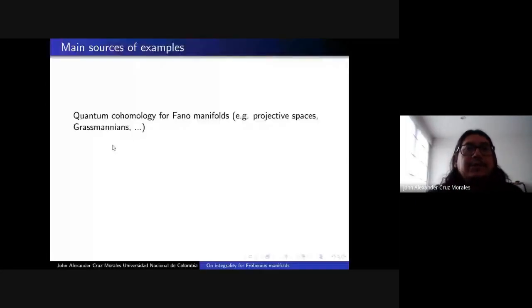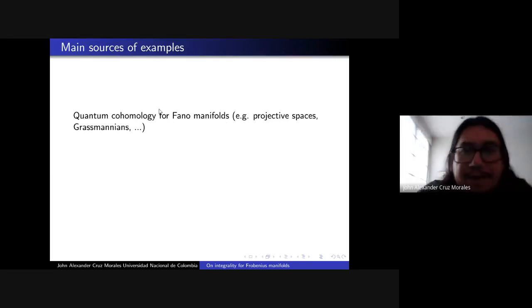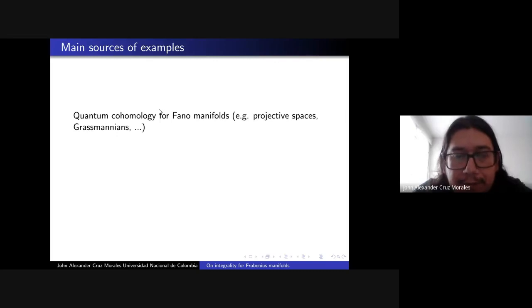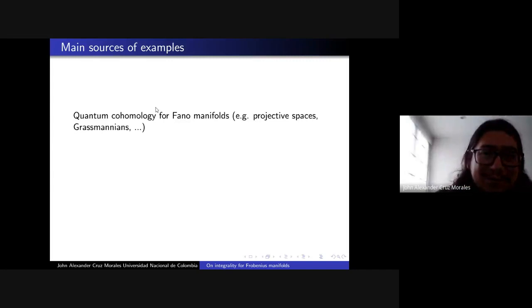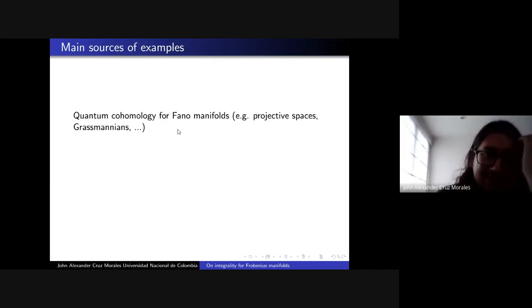For the goal of today, there are three main sources of examples. One comes from quantum cohomology of, for example, projective spaces or Grassmannians. Essentially, quantum cohomology is a deformation of the usual cohomology of the manifold. The name is a little misleading, in the sense that this is not really quantum, and it's not cohomology in the strict sense because it's not functorial, for example. The ring you get is a commutative ring. But for some reason it was named quantum cohomology. It is a deformation of the cohomology ring. I will give an example of this later, probably.